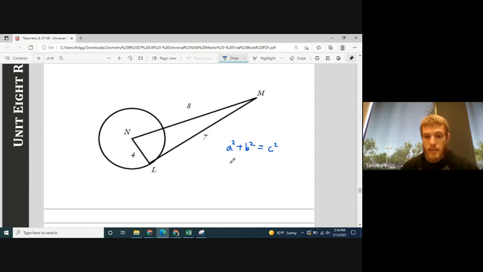So in this case, what's our longest side? What's our hypotenuse? That's 8. 8 is our hypotenuse here. So that's going to go over here. See? 8, the hypotenuse is always the longest side. The other 2 side lengths will go over here, the 2 legs.